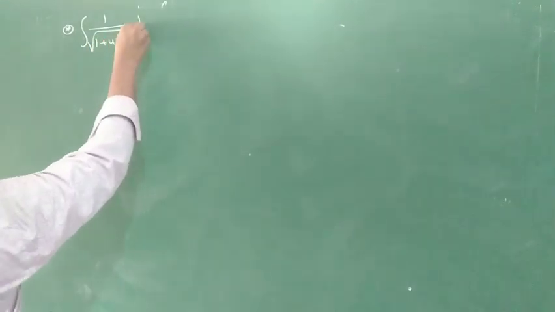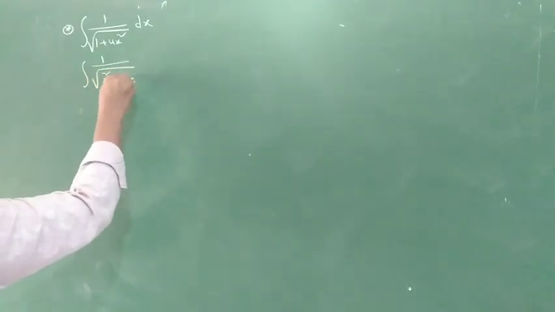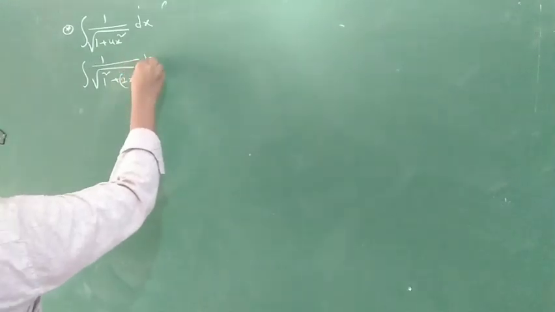Next, integral 1 by root of 1 plus 4x square dx. This is the formula 1 by root of x square plus a square. So that is equal to the integral of 1 by root of 1 square plus 2x whole square dx, because 4x square is equal to 2x whole square.